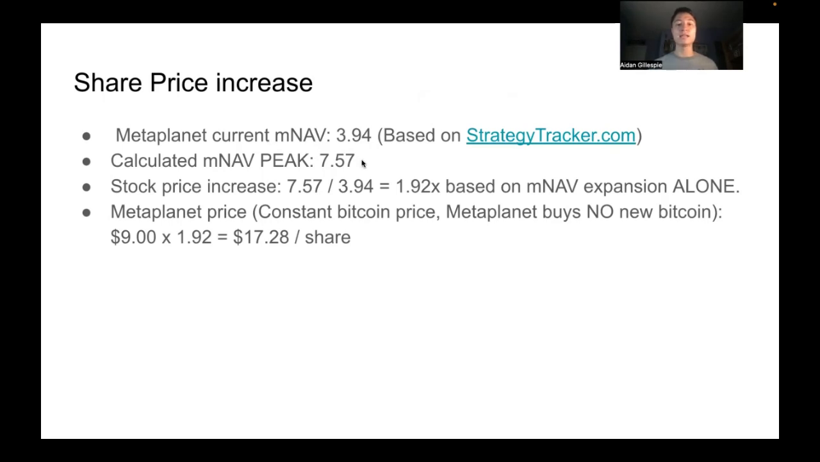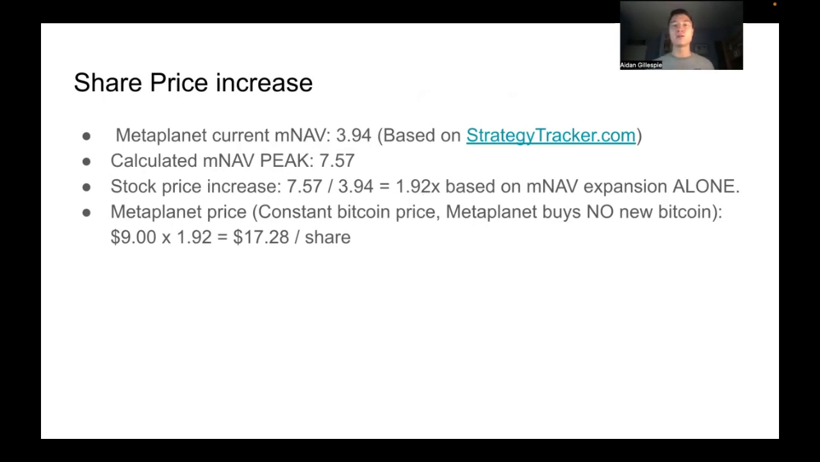So we calculated in that previous slide that the MNAV will peak at 7.57 for this next peak that I'm expecting. This would affect the stock price by essentially dividing that MNAV peak by the current MNAV of 3.94. Then we would get a 1.92x in the stock price based on MNAV expansion alone.